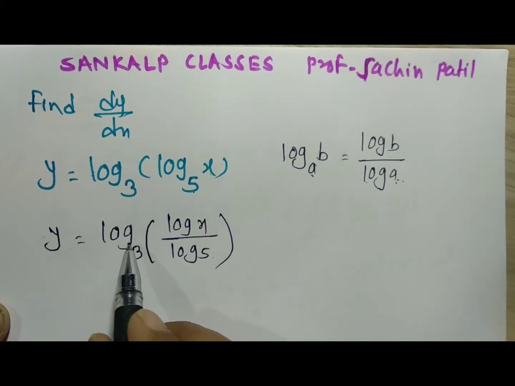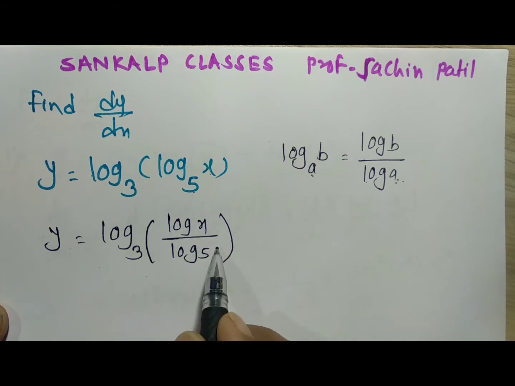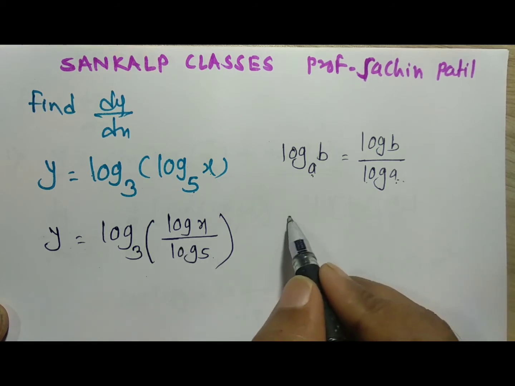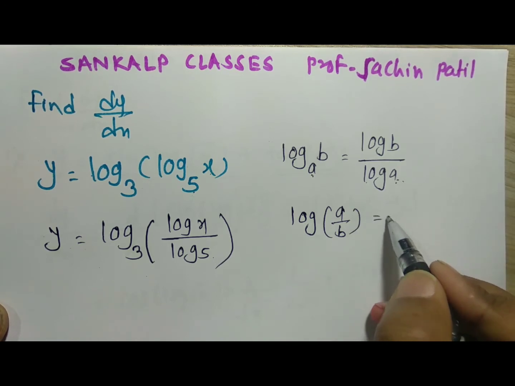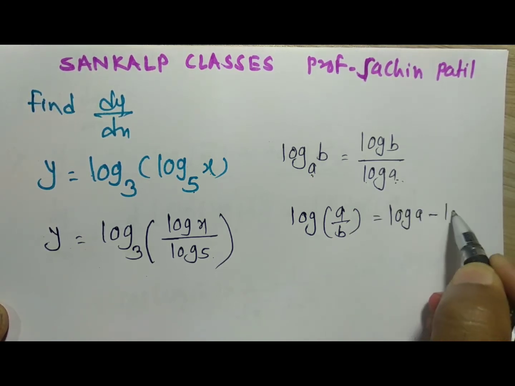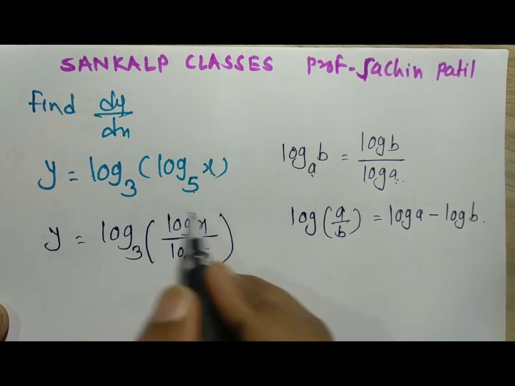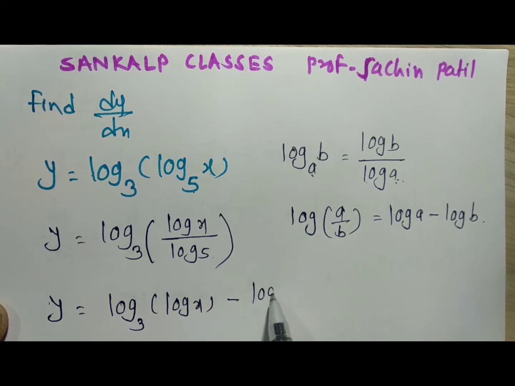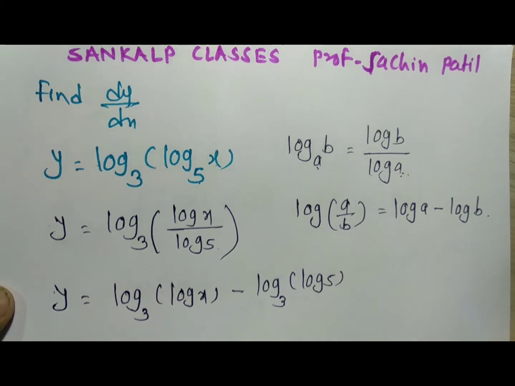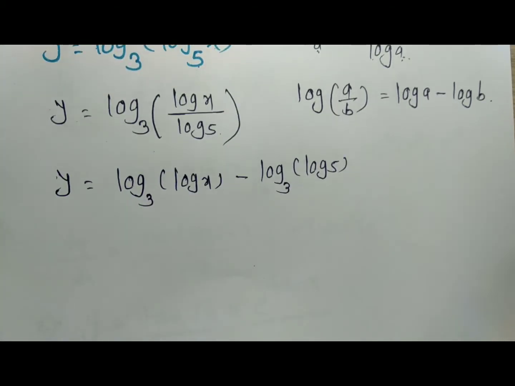We know that when we take the log of any division, we separate the logs. If log of a divided by b is here, then you will get log a minus log b. By using this rule, you will get y equal to log to the base 3 of log x, minus log to the base 3 of log 5.